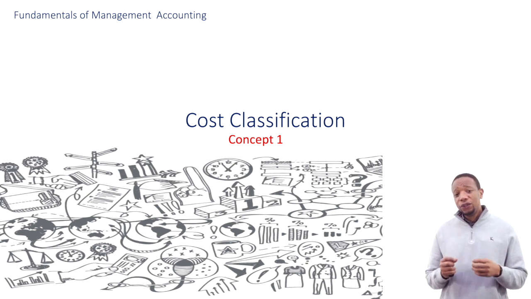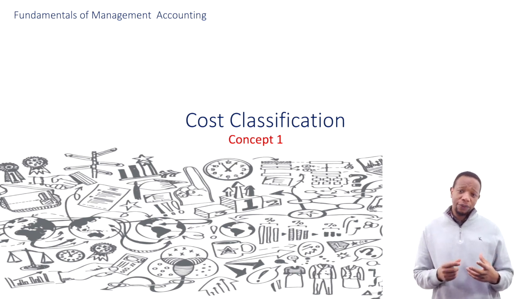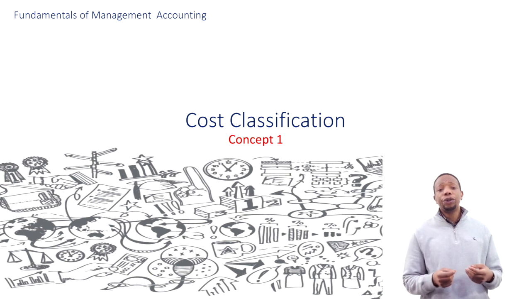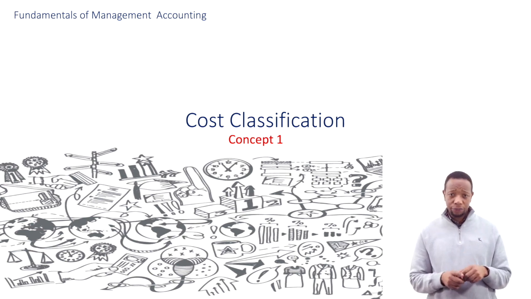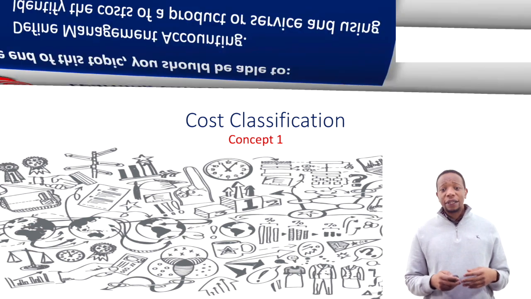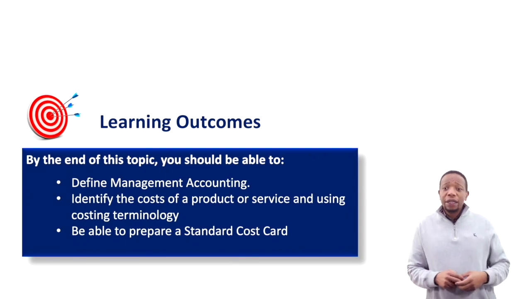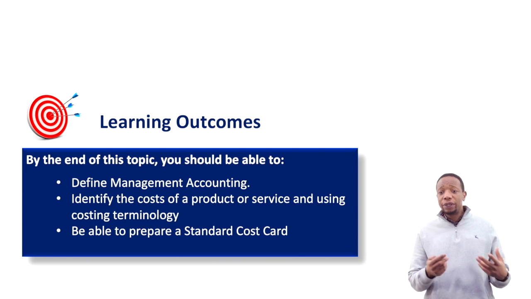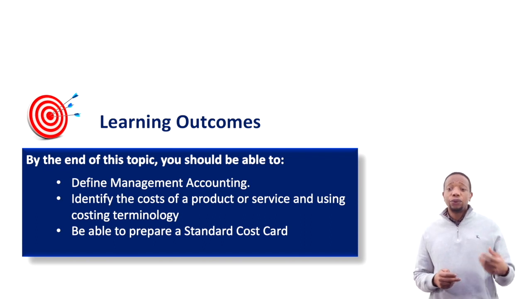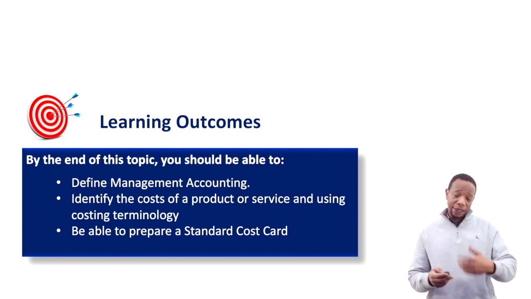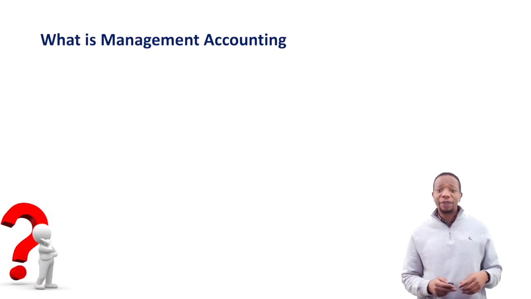Now, the first thing that we need to understand when we're looking at management accounting is how costs work and the standard cost card. The learning outcomes of this video is for us to be able to define management accounting to start with, and then identify these costs for a product or a service, and then also be able to prepare a standard cost card. We'll start with management accounting.